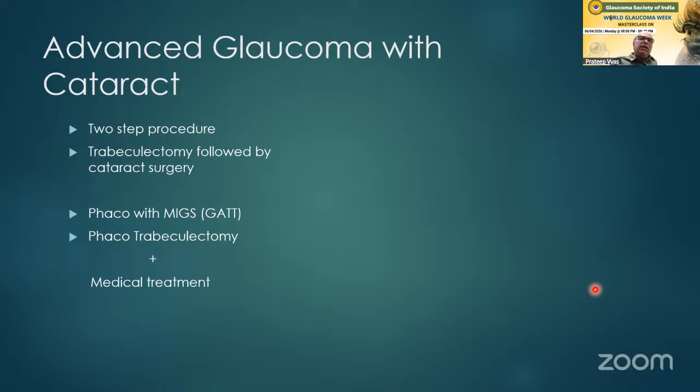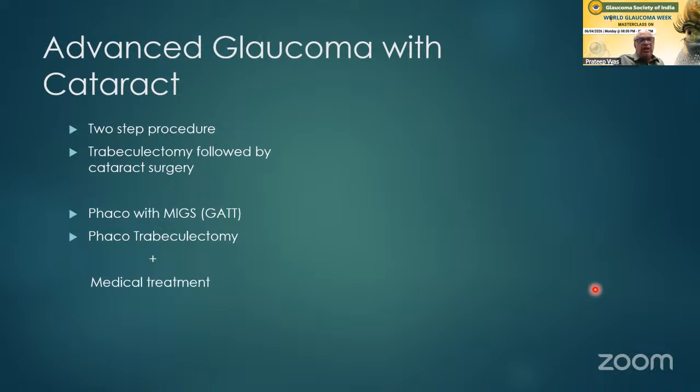If your patient has a very advanced glaucoma or end-stage glaucoma and the cataract, then probably the 2-step procedure is always better. You do first the trabeculectomy, followed by the cataract surgery. Some people prefer doing phacoemulsification with that, and they would like to achieve some lowering of the intraocular pressure, and they would like to manage with medical treatment in future. That is okay. And otherwise, the phacotrabeculectomy can be performed.